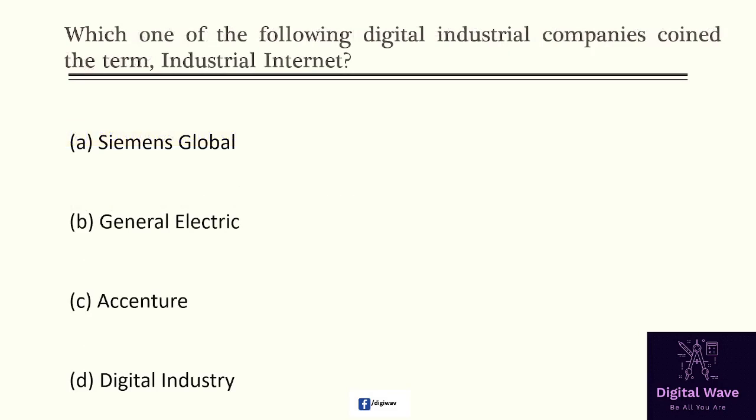Next question is which one of the following digital industrial companies coined the term industrial internet? So option A is Siemens Global, option B is General Electric, option C is Accenture, and option D is digital industry. So right answer will be General Electric, option B.